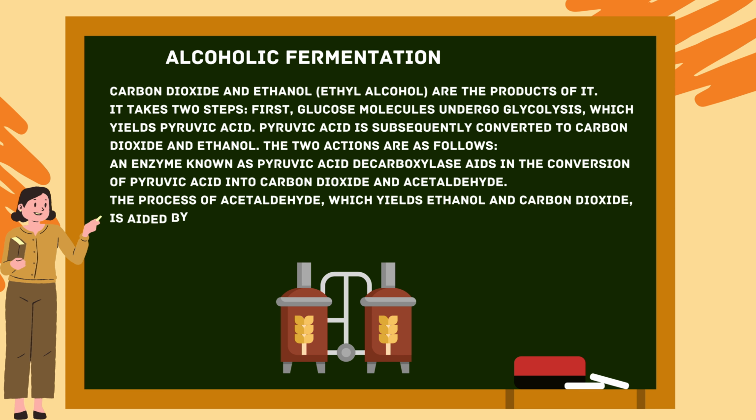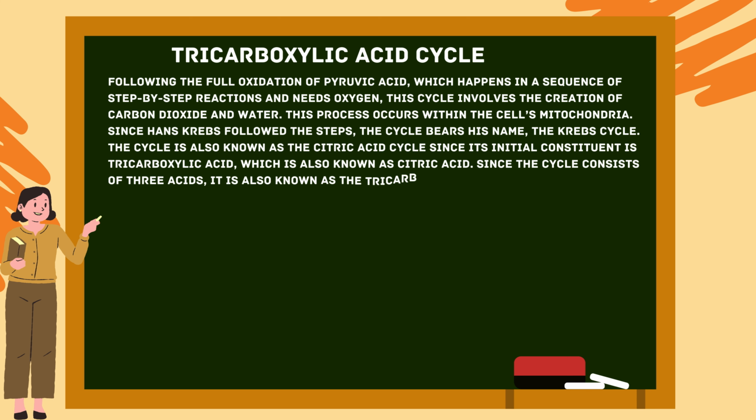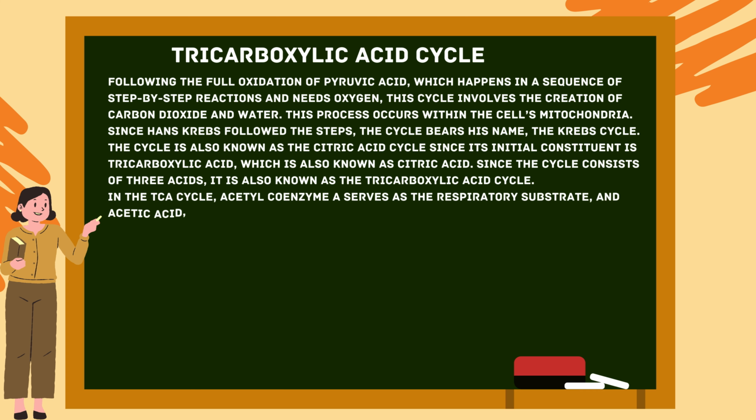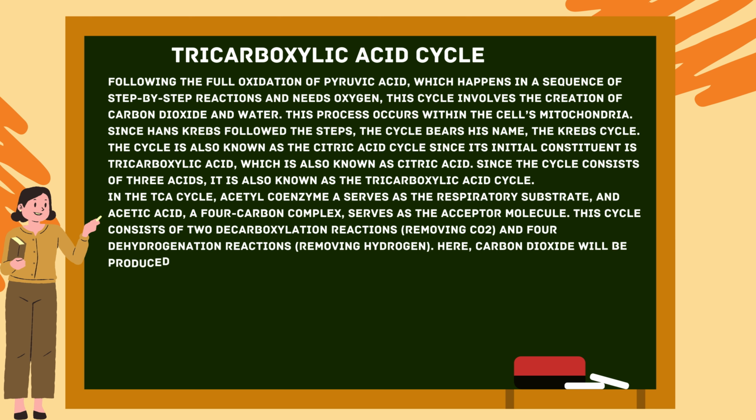The cycle is also known as the citric acid cycle since its initial constituent is tricarboxylic acid, which is also known as citric acid. Since the cycle consists of 3 acids, it is also known as the tricarboxylic acid cycle. In the TCA cycle, acetyl coenzyme A serves as the respiratory substrate, and oxaloacetic acid, a 4-carbon compound, serves as the acceptor molecule. This cycle consists of 2 decarboxylation reactions, removing CO2, and 4 dehydrogenation reactions, removing hydrogen.